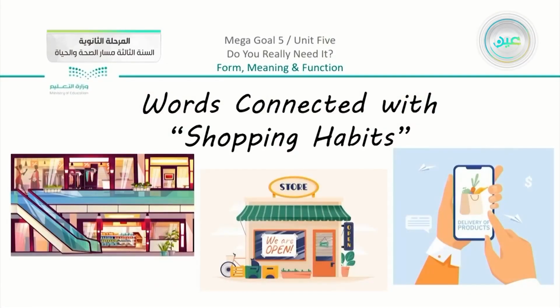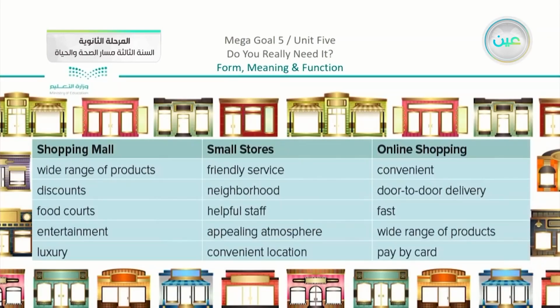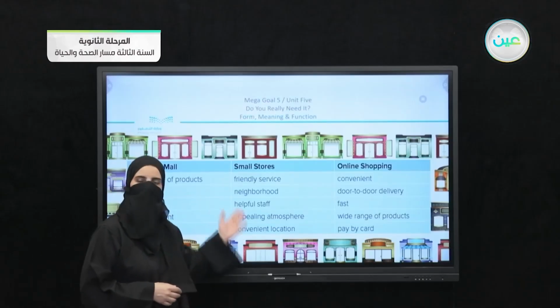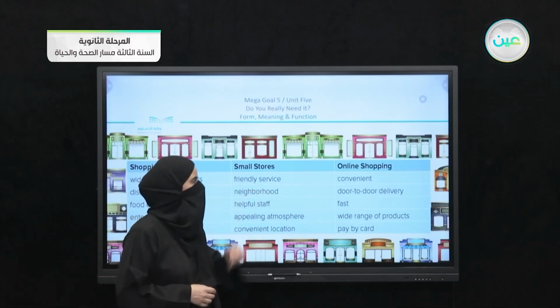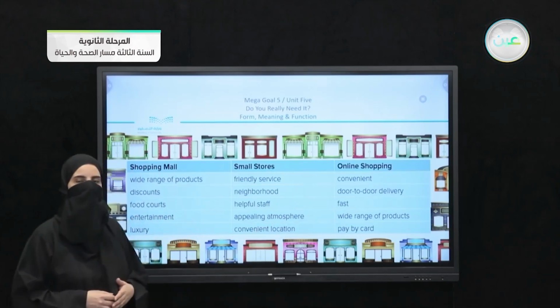We also related it to another topic, which we have in Unit 5, about shopping and advertisements. So we have words connected with shopping habits. We took that there were three types of shopping. We have the shopping mall and all the words connected, we also have the small stores and different words, and we mentioned online shopping and the words connected with online shopping.